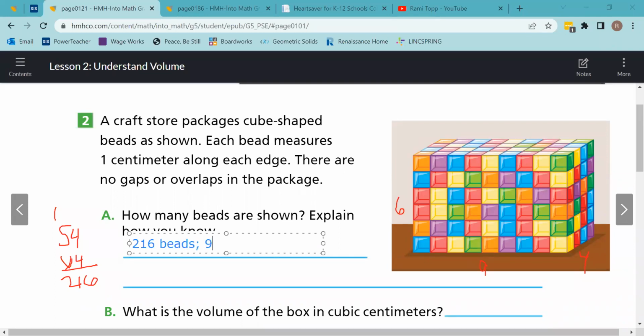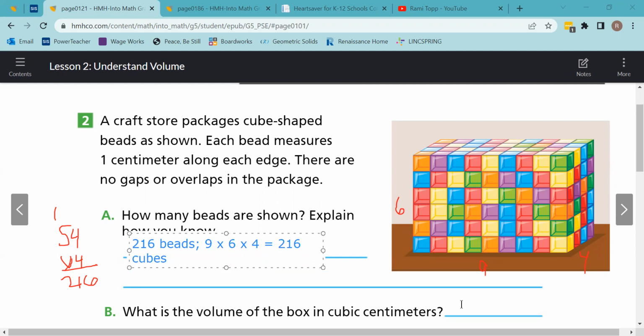How do we know? Well, we did the 9 times 6, which ended up being 54, and we took that times 4. If you did it in a different order, if you did 9 times 4 is 36 and took 36 times 6, that's fine. You still get 216. If you did 6 times 4 is 24 times 9, you still get 216. So it does not matter anyway. If you multiply it correctly, you should get 216 cubes, and each cube is a bead.